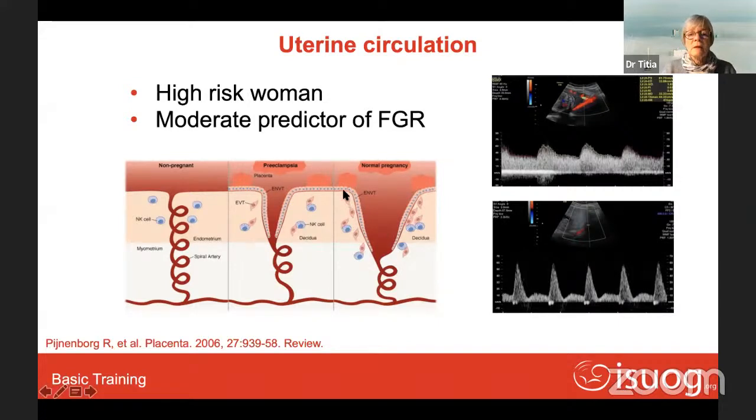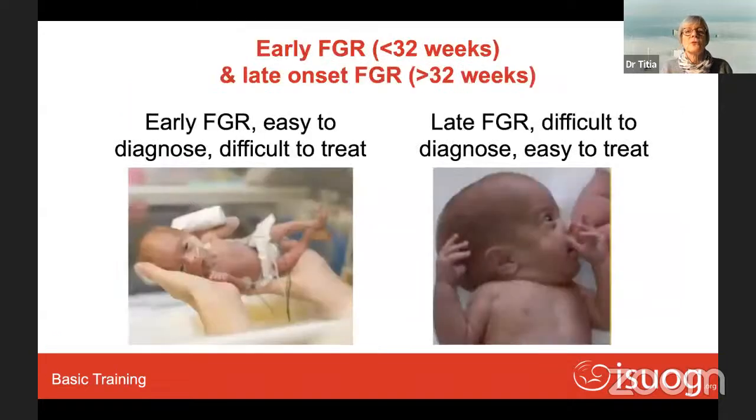If that process is not developing normally and you remain in this situation, you remain in this very pulsatile uterine circulation with a notch. In this case, you only have to do these measurements once between 20 and 24 weeks. You don't have to repeat it and find out if it will develop normally. If it's like that, it's like that. And then you encounter poor uteroplacental circulation and a much higher risk of developing growth restriction.